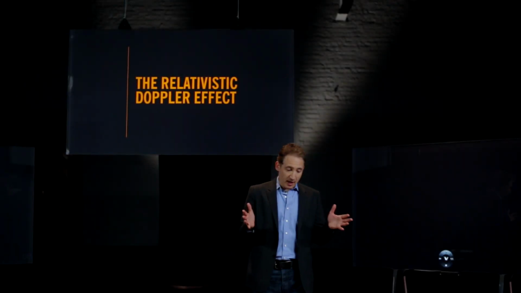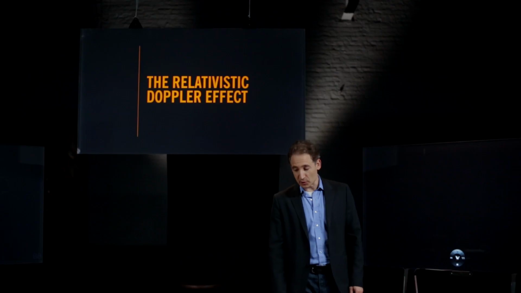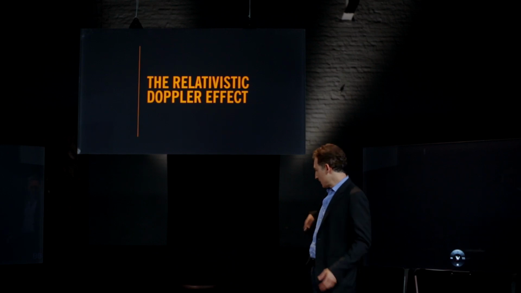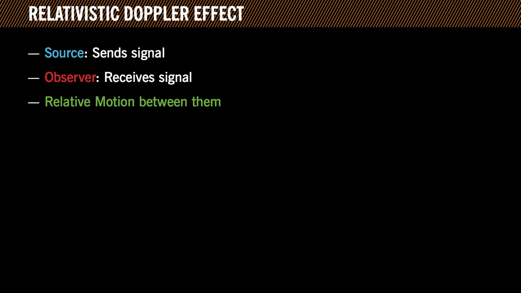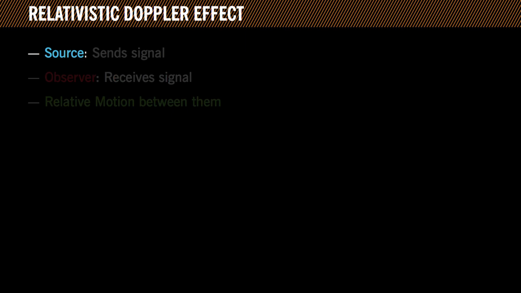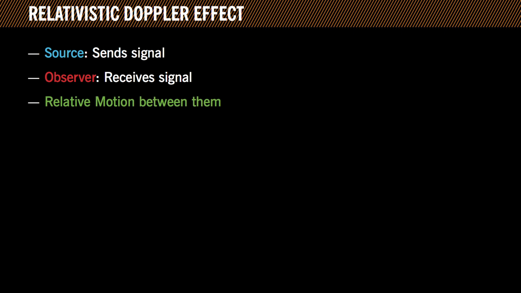The relativistic Doppler effect is important in its own right, but we are ultimately going to apply it to understand the twin paradox. But let's start general and note that the Doppler effect refers to a situation in which you have a source sending out a signal toward an observer and there is relative motion between them, right? This is something that you have experienced, no doubt, with sound waves, right?